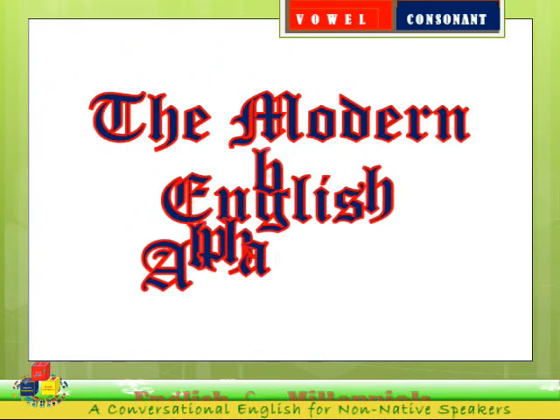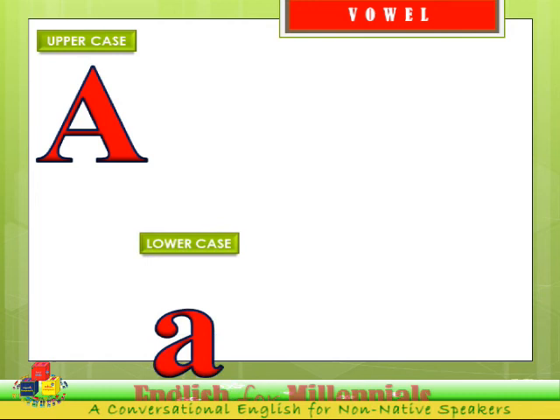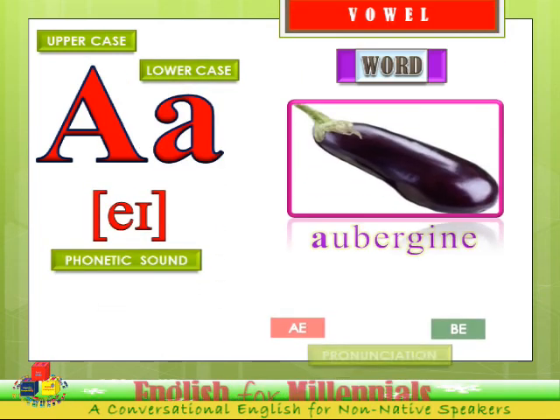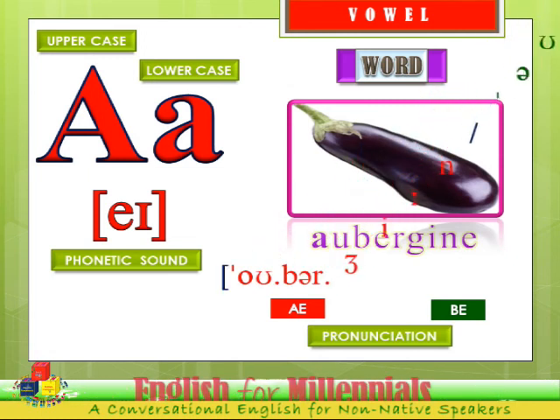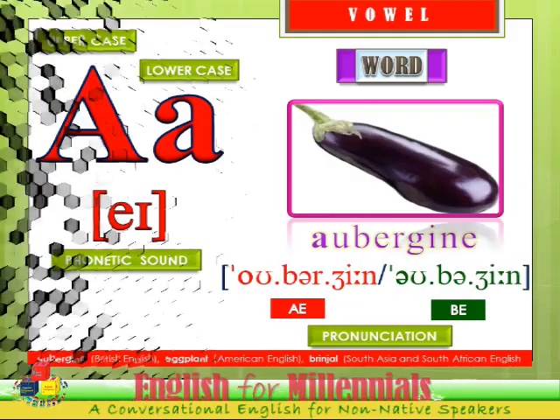Southern English alphabet. A. Aubergine, American. Aubergine, British.